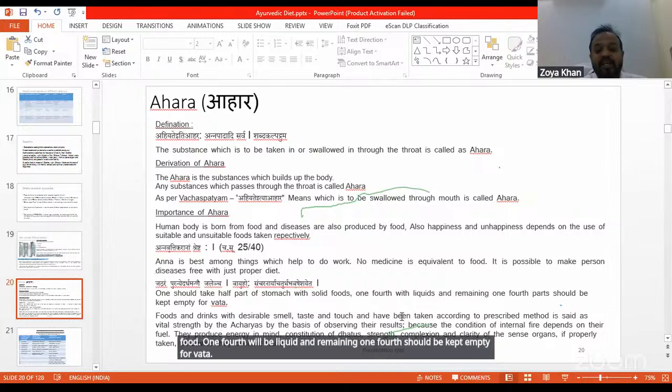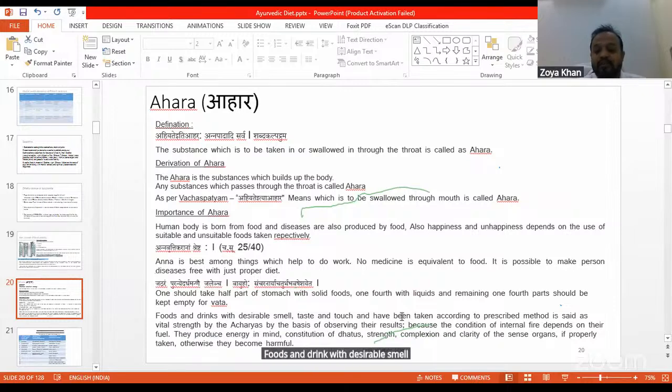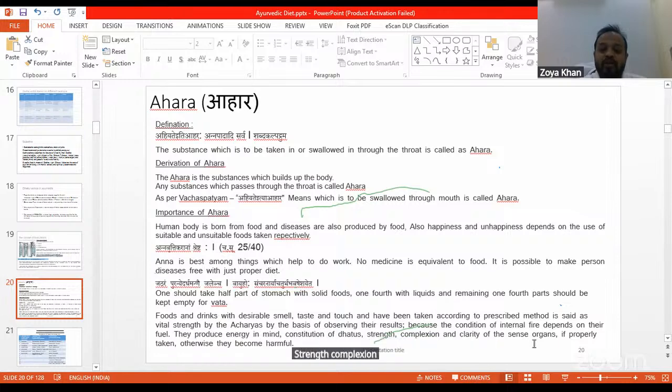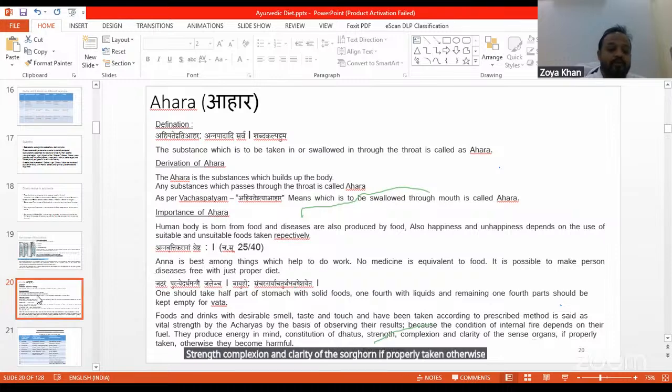Foods and drinks with desirable smell, taste, and touch, taken according to the prescribed method, are said to be vital strength by the acharyas on the basis of observing their results, because the condition of internal fire depends on the fuel they produce: energy in mind, constitution of dhatus, strength, complexion, and clarity of the sense organs. If properly taken, otherwise they become harmful.